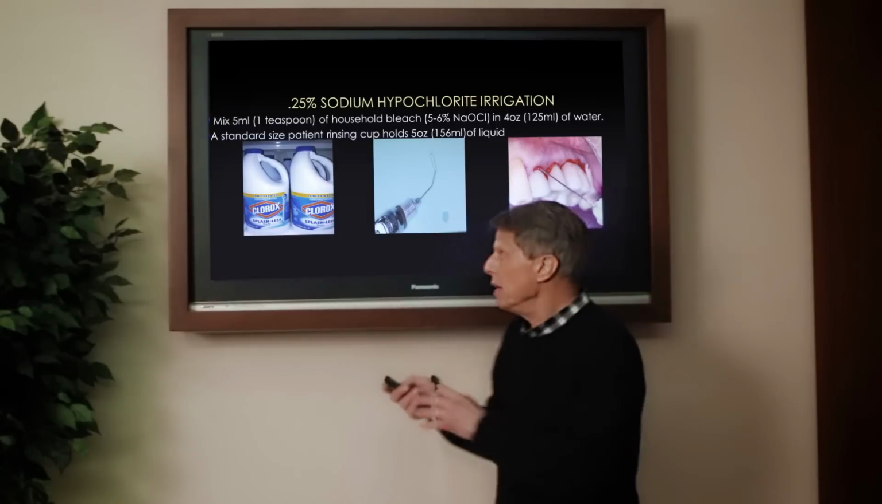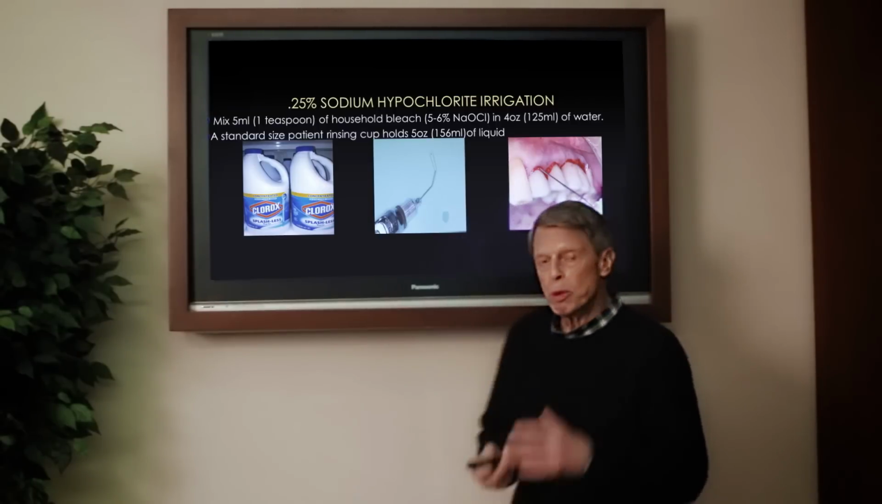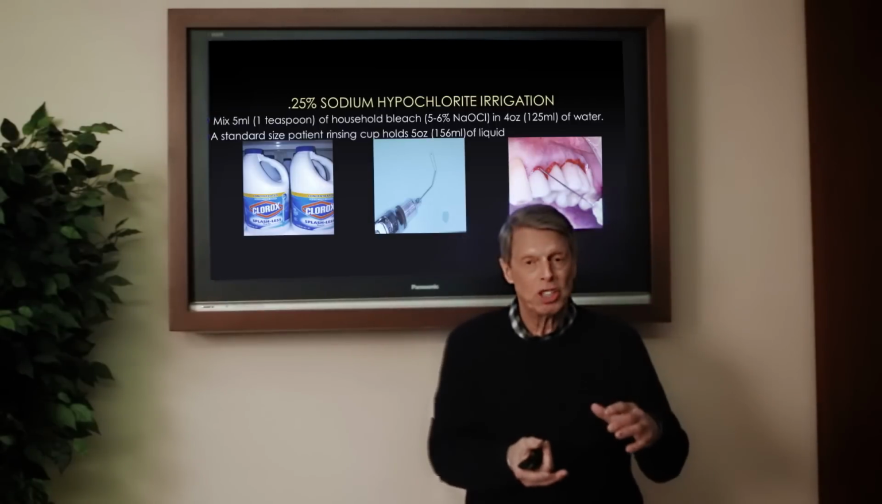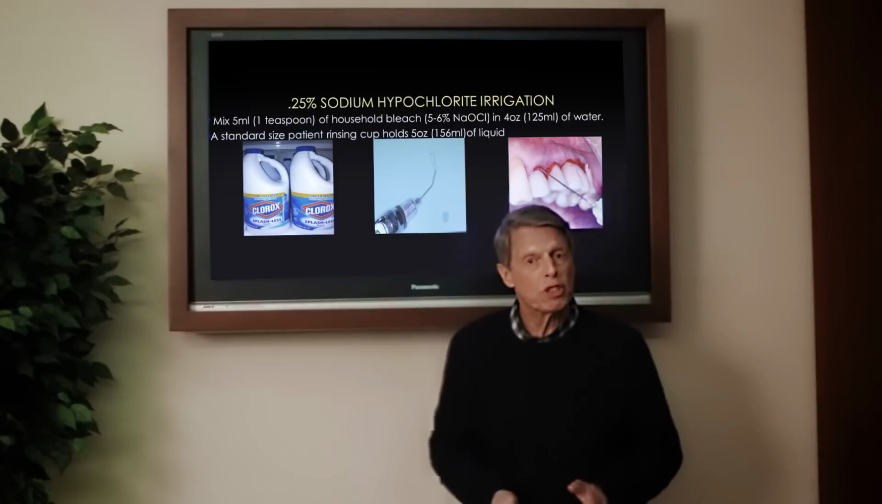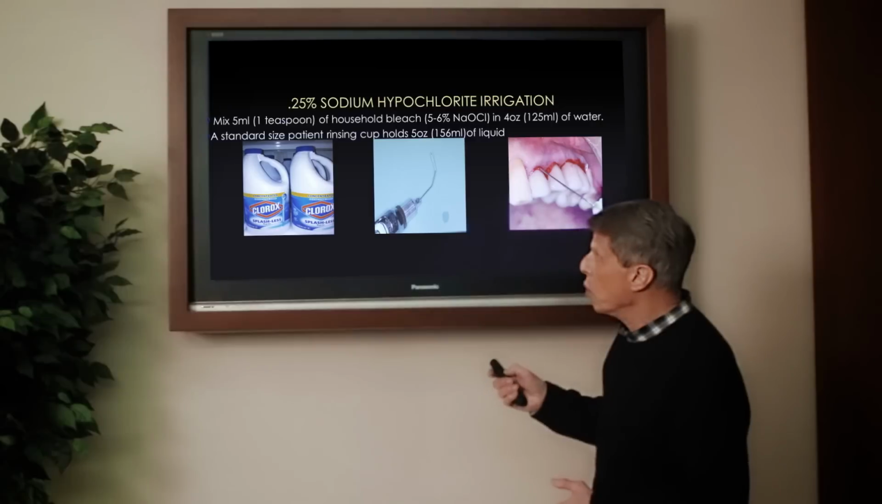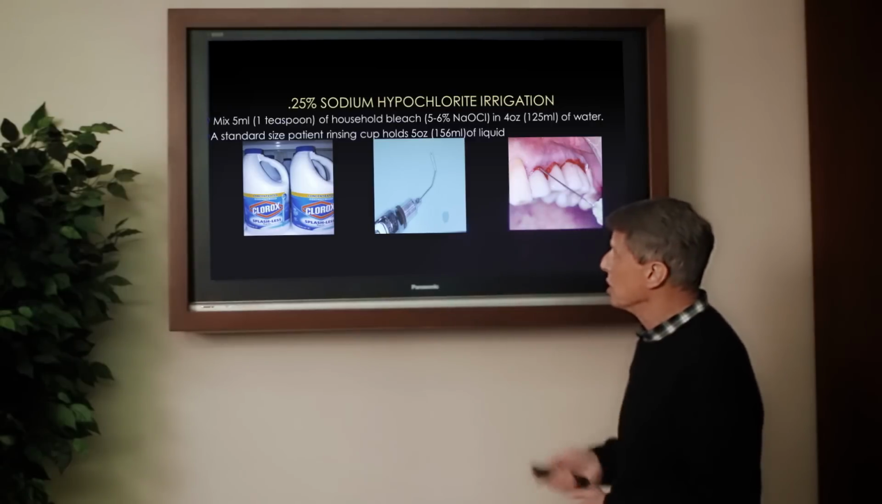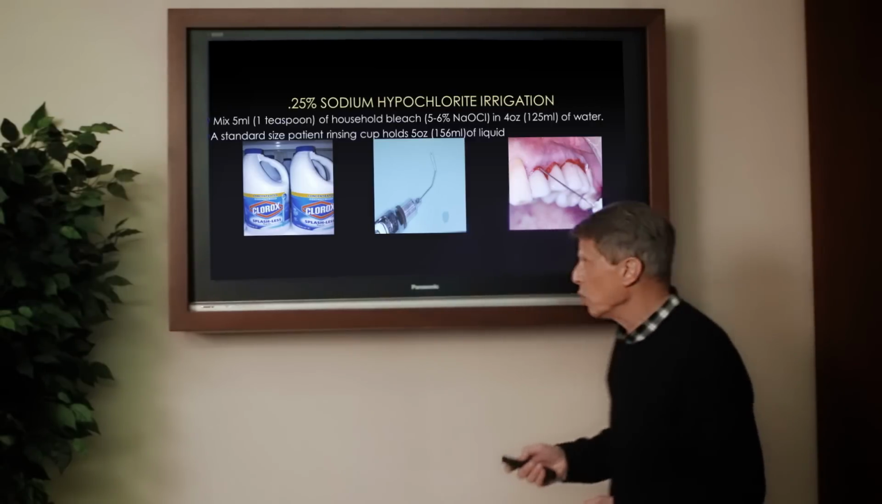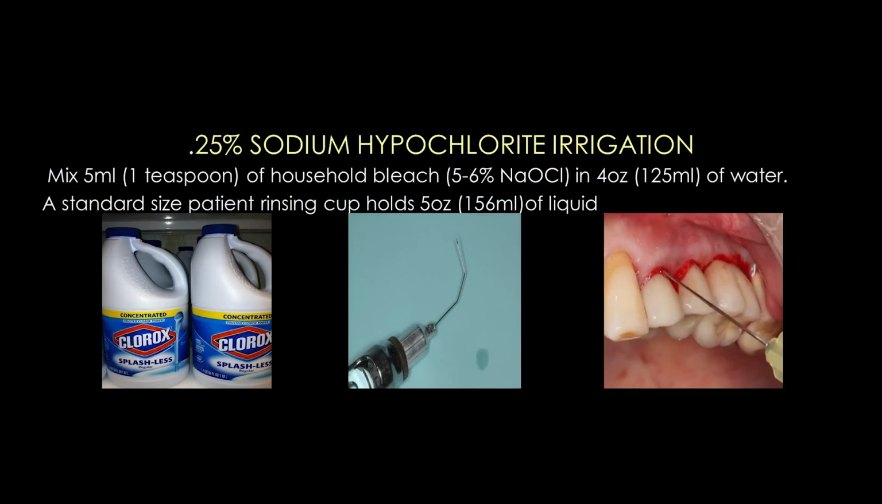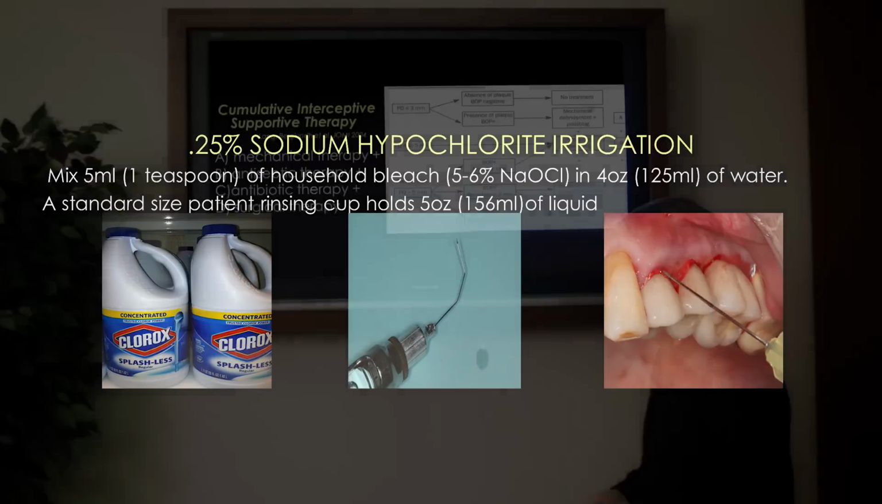So if you put in 5 mLs or 1 teaspoon of household bleach in one of the standard patient drinking cups and fill it 4/5 of the way with water, you will wind up having a 0.25% solution of sodium hypochlorite. Then we take a blunt end monojet syringe, 23-25 gauge needle with a blunt edge, and you fill the syringe with the sodium hypochlorite, and you irrigate around the surfaces of the implants subgingivally. And that's what we're going to be using in our chemical irrigation process.